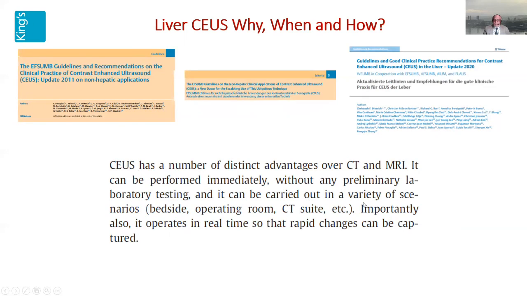You can carry it out anywhere. You can take the machine to the patient. You don't have to bring the patient to the CT or the MR suite. And importantly, it operates in real time so that rapid changes can be captured.